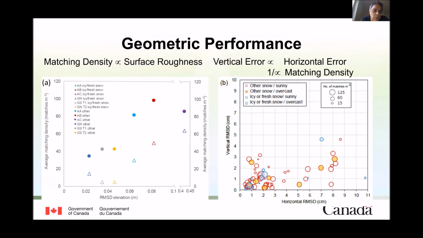we get much more point matches. So this K in the theory is higher. But when it's icy or when there's fresh snow, obviously there's less topography, less microtopography, and we have much fewer matches. This relates then to the question in the theory about the vertical versus the horizontal uncertainty.